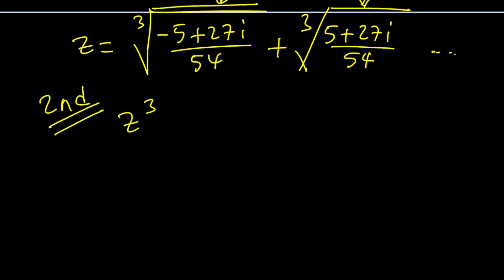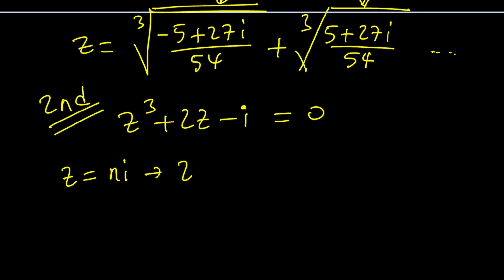So we have z cubed plus 2z, or not 2z, minus i equals 0. Now, I noticed that my constant term is an i, and there's a chance that the solutions will be multiples of i, like imaginary numbers. So I'm going to replace z with ni. Now, this may or may not work. If it doesn't, that's fine. But if it does, icing on the cake. So if you replace z with ni, z cubed would be n cubed i cubed. But you've got to remember, i cubed is negative i.